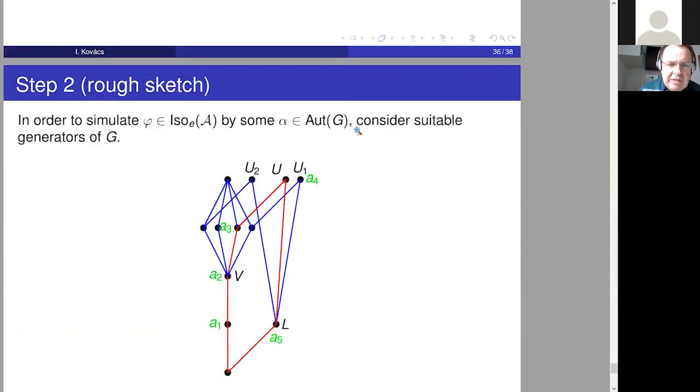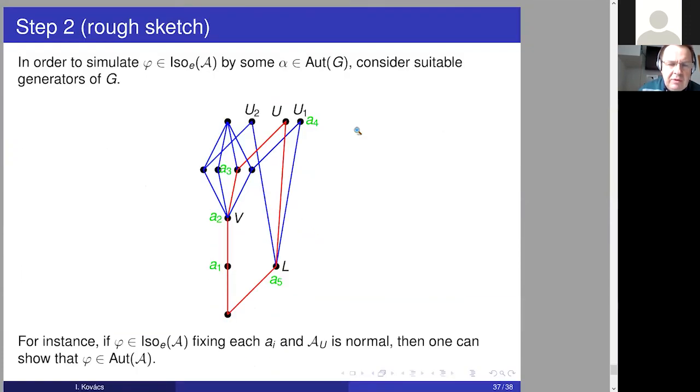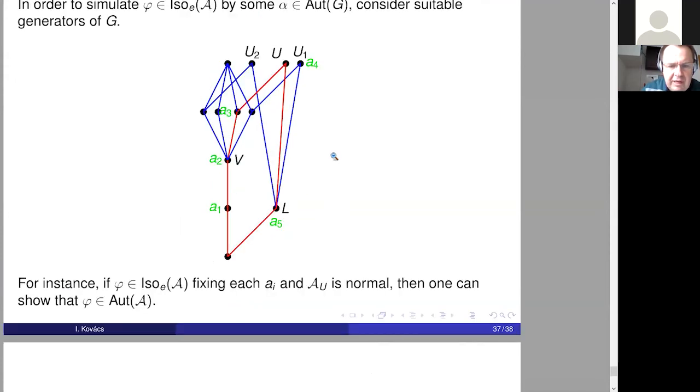And step 2 is the simulation property. I will not want to talk about the details much because it's really technical, but just give you the idea how we do it. So we have to simulate. We take a normalized isomorphism, and we have to find a group automorphism for which the image of any basic set under f is the same as under alpha. And what we do is we suitably fix generators of our group G, and assuming that f fixes the generators, we prove that it simulates the whole group.